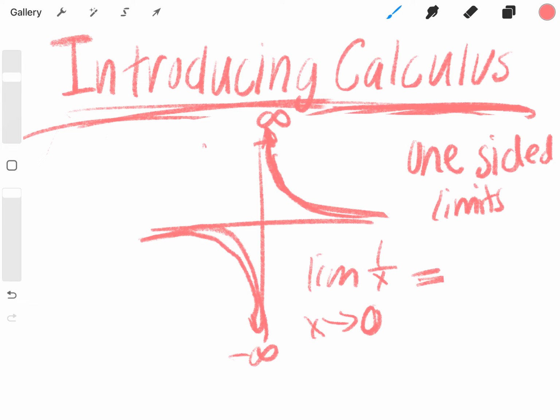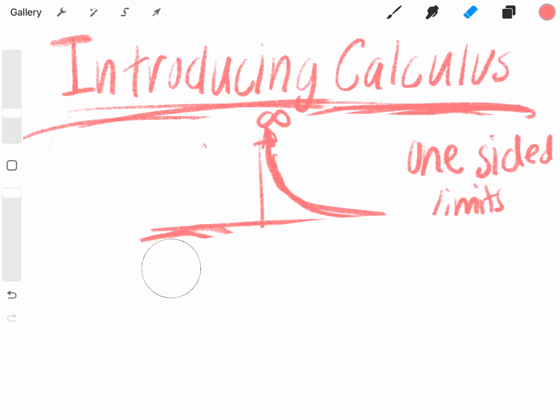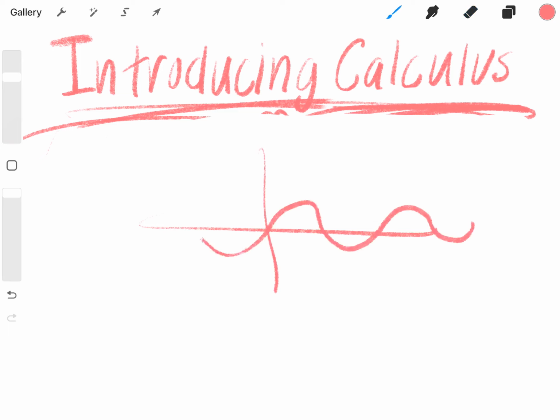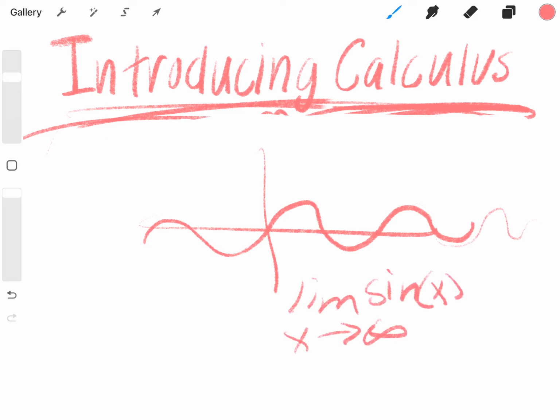Another reason a limit might not exist is if the function is oscillating. Let's imagine the function sine x. If we try to find the limit as x approaches infinity, we can't, because it's oscillating. We don't know what it is at the end because it's just going back and forth. It doesn't converge. That's why that doesn't exist either. The limit as x approaches infinity of sine x does not exist.